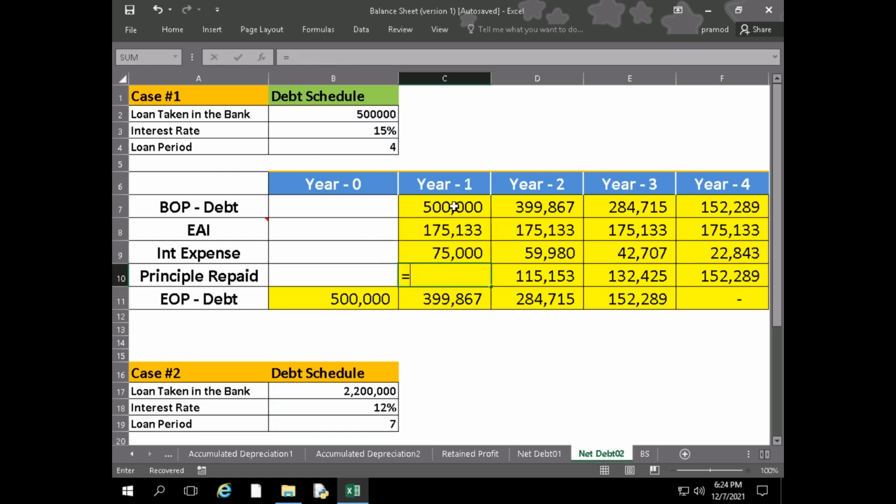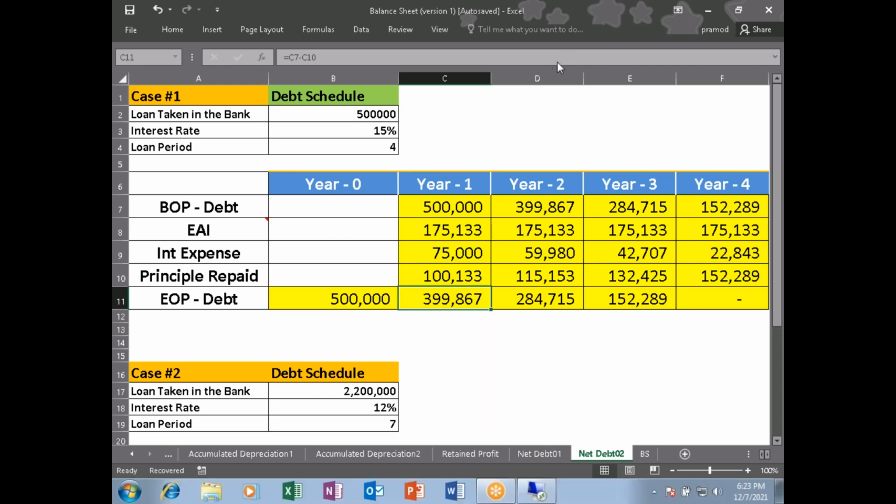Principal repaid is EMI minus interest expenses. So EMI minus interest expenses is your principal repaid. Understood? Okay. Fine then. So start doing everything.